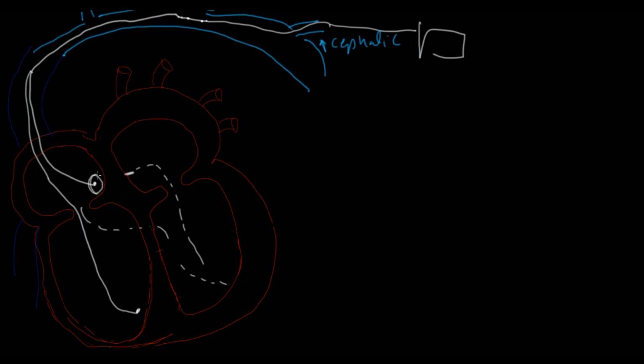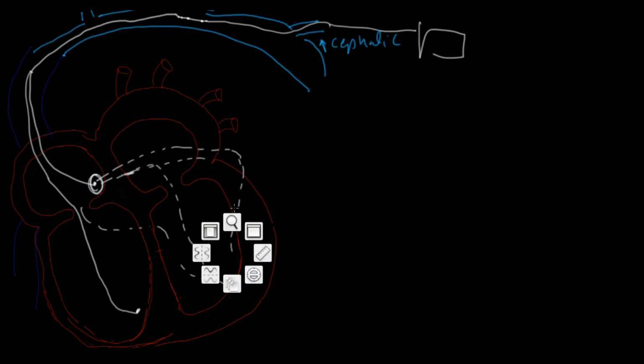So let's assume that this is the coronary sinus, and it goes all the way from the back of the heart, and then it's wedged in front of the heart. So now we have 3 leads in the heart.